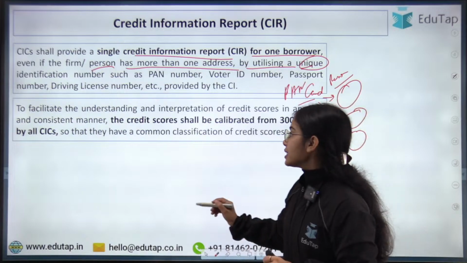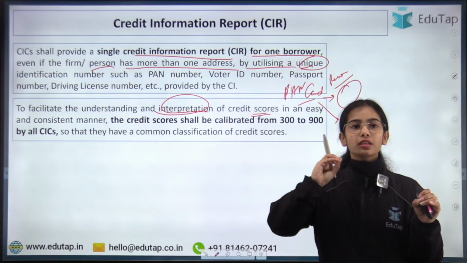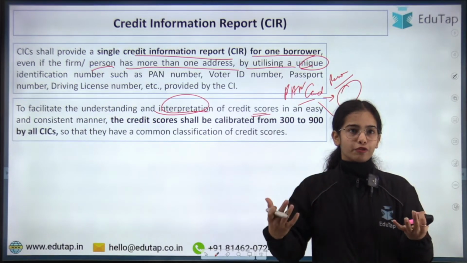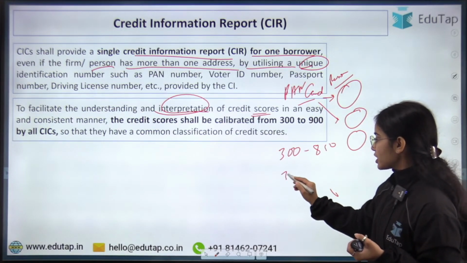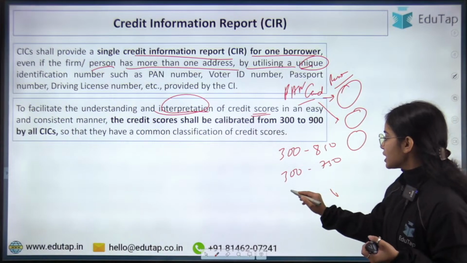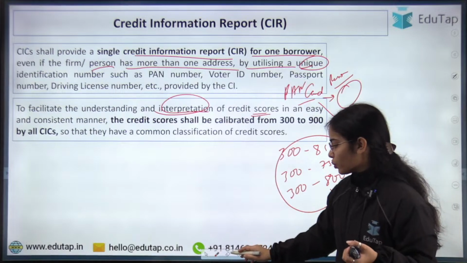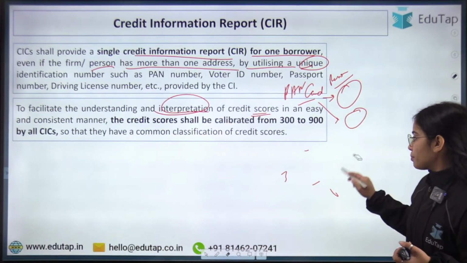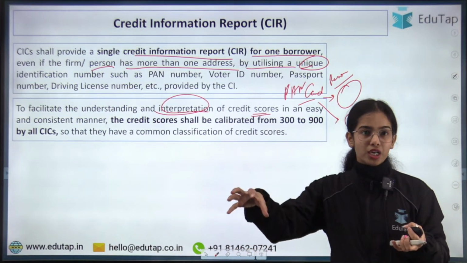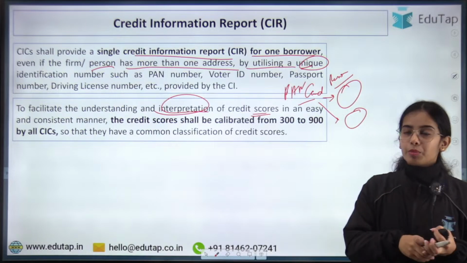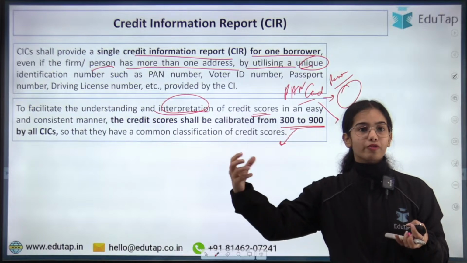Next is to facilitate the understanding and interpretation of credit scores. Before, the credit score differed between credit information companies. Let's say some were giving the score between 300 and 850, some between 300 and 750, some between 300 and 800. So the credit scores used to differ, but now the Reserve Bank of India has said that all the credit information companies have to give the credit score between 300 and 900.